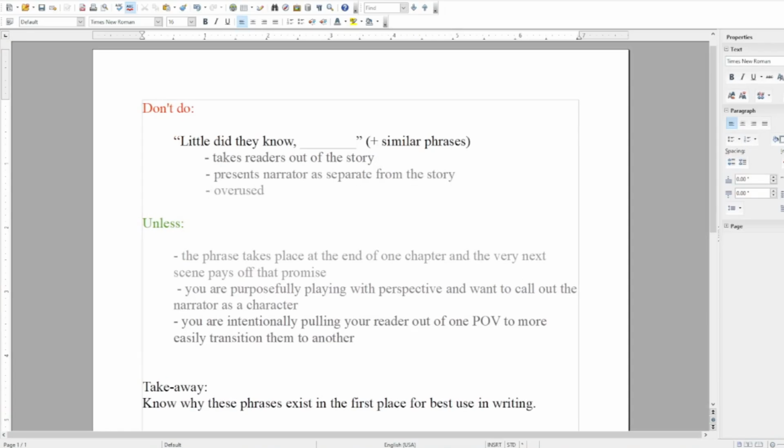So first off, I should probably just go ahead and tell you what not to do. Do not, when you're writing foreshadowing, write stuff like "little did they know" and then a blank where you basically just say the village was going to fall down or something, or any similar phrases that just outright say, "Oh no, something bad's gonna happen." Usually, it takes the readers out of the story. It presents the narrator as separate from the story.